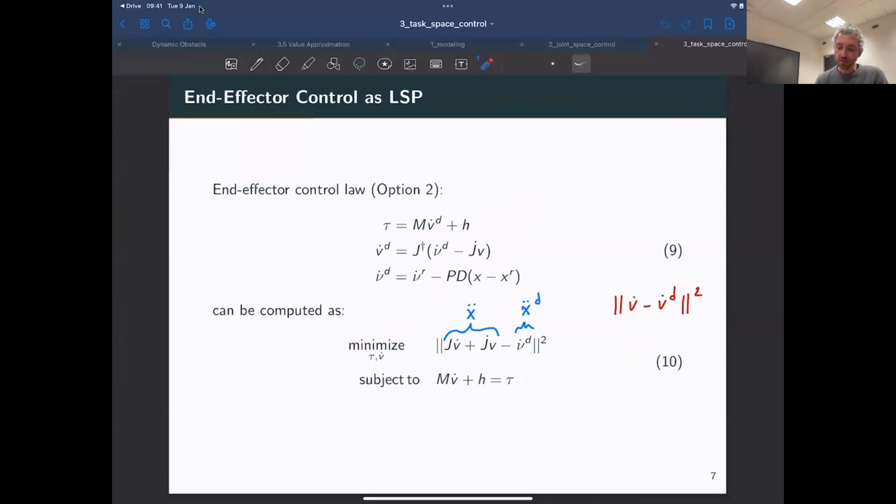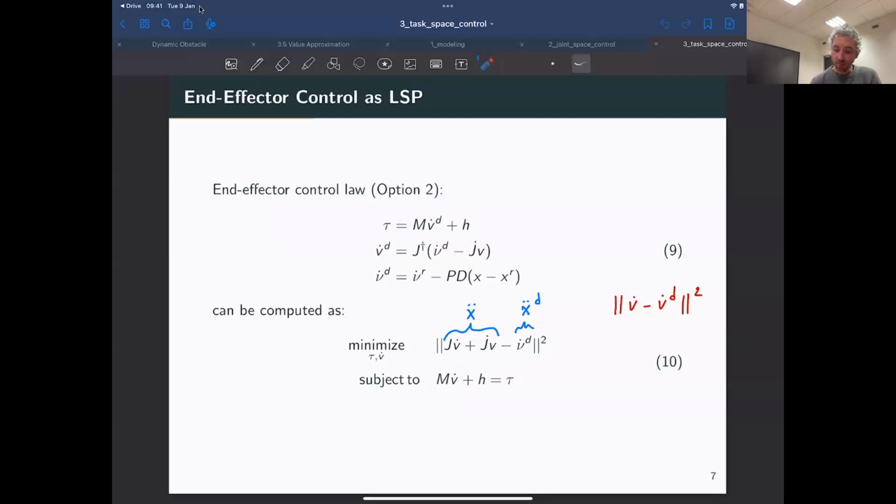So what we can do is to cast an optimization problem, which has the same variables as before, so tau and v dot, the same constraints as before, which are the system dynamics. And as a cost function, instead of measuring the error between the joint accelerations and the desired joint accelerations, we measure the error between the end-effector acceleration and the desired end-effector acceleration. So it's actually just one line of difference switching from v dot to x double dot.